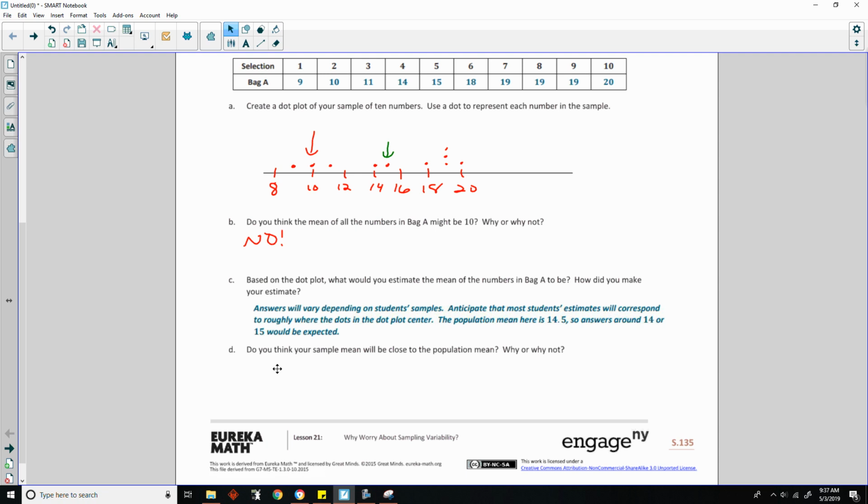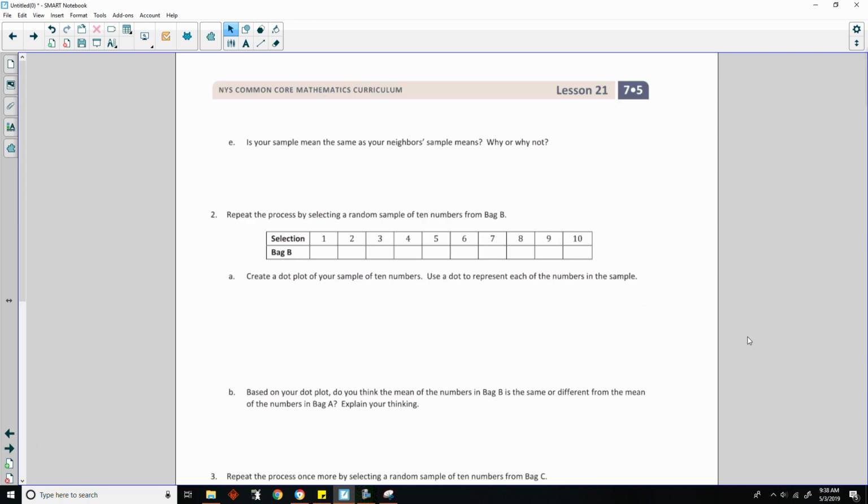All right, D, do you think your sample mean will be close to the population mean? Why or why not? Okay, the answer to that should be no. When selecting a sample at random, different students get different sets of numbers. This is sampling variability. Okay, so we should not expect our answers to all be the same. E, is your sample mean the same as your neighbor's sample mean? Well, I can't answer that question because if you were to do this in class, then I don't know the answer.